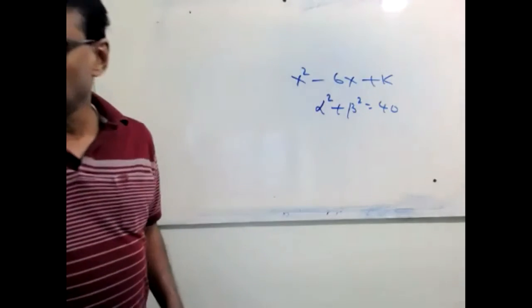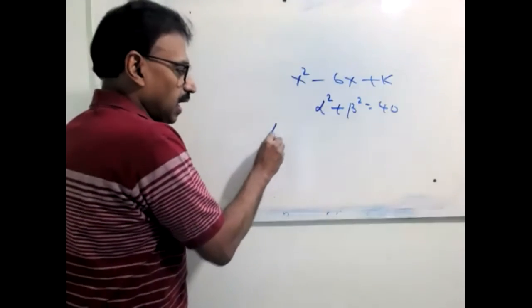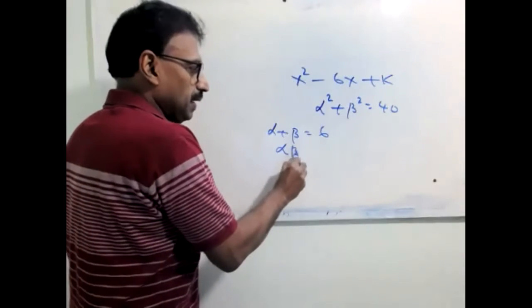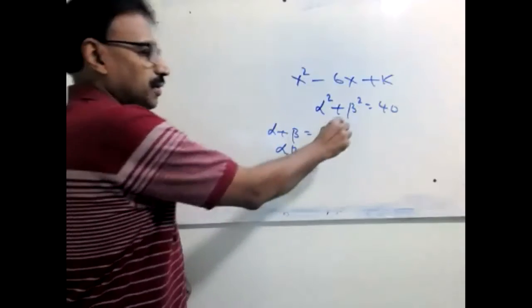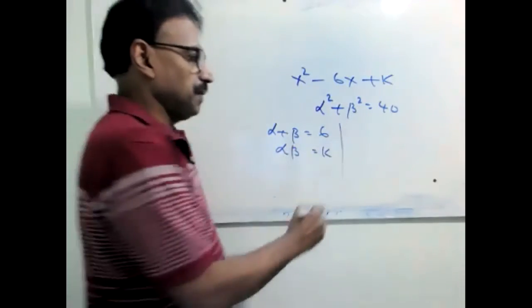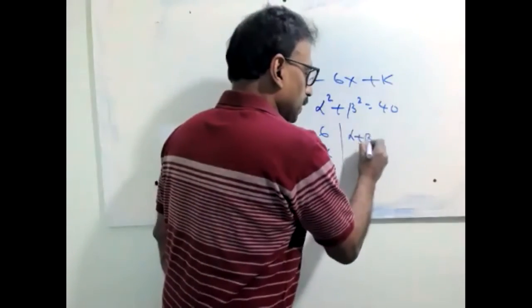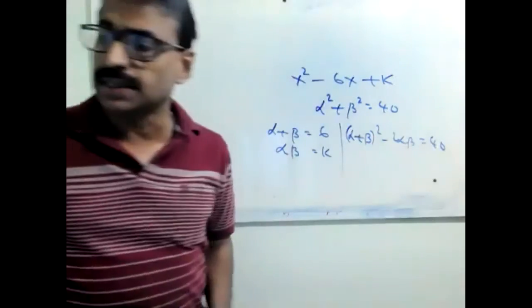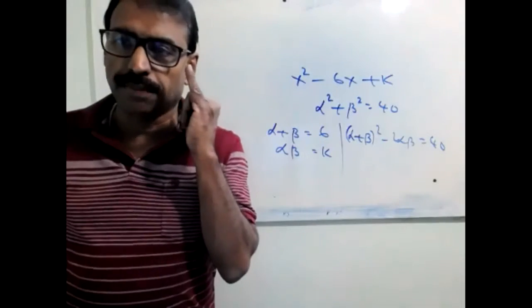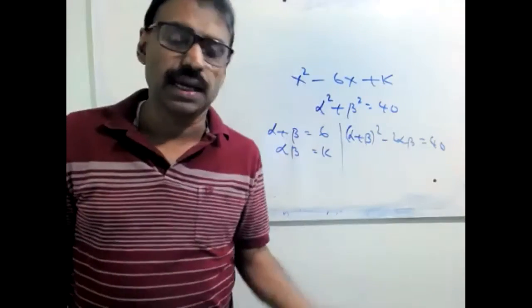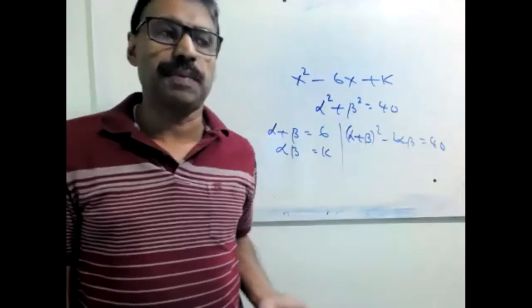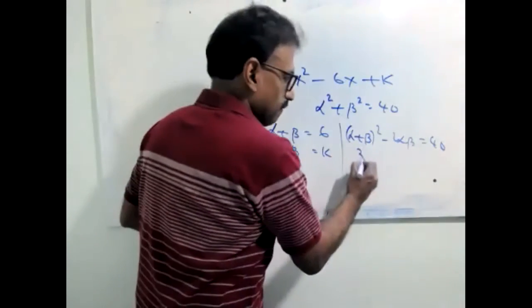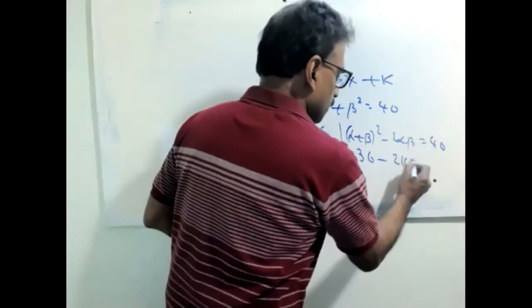Now here, first write alpha plus beta is 6, which is minus of minus 6, and alpha beta is k. Now what is alpha square plus beta square? We know that alpha plus beta whole square minus 2 alpha beta equals 40. Learn this by heart: alpha plus beta is minus b by a, alpha beta is c by a, and alpha square plus beta square equals alpha plus beta whole square minus 2 alpha beta. So 36 minus 2k equals 40.